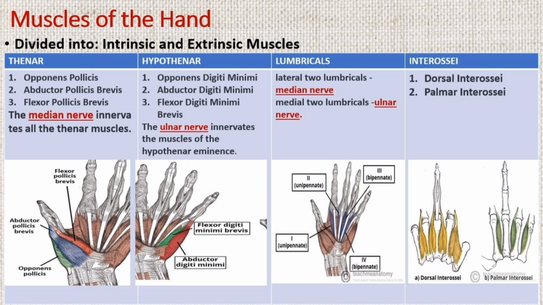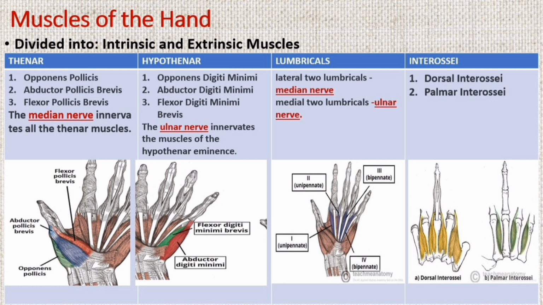Flexor digiti minimi brevis. The flexor digiti minimi brevis lies laterally to the abductor digiti minimi in the hand. Attachments. Originates from the hook of hamate and adjacent flexor retinaculum, and inserts into the base of the proximal phalanx of the little finger. Actions. Flexes the metacarpophalangeal joint of the little finger. Innervation. Ulnar nerve.